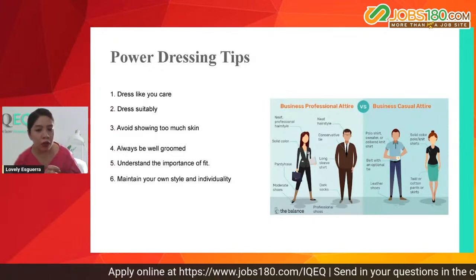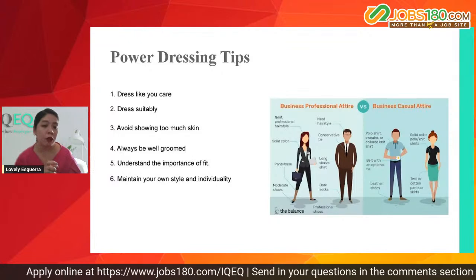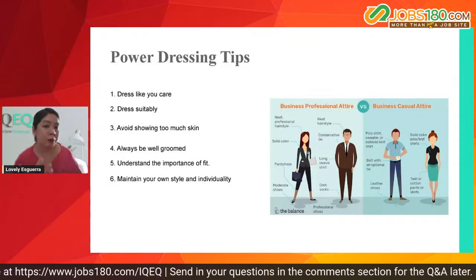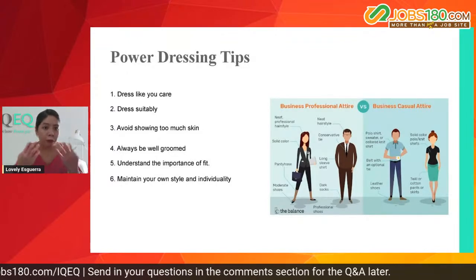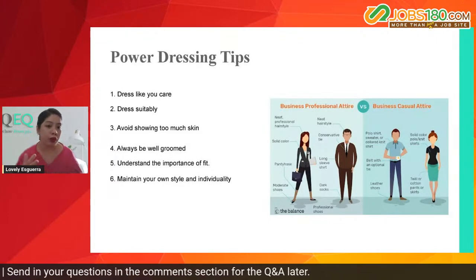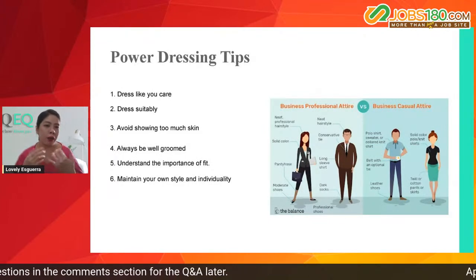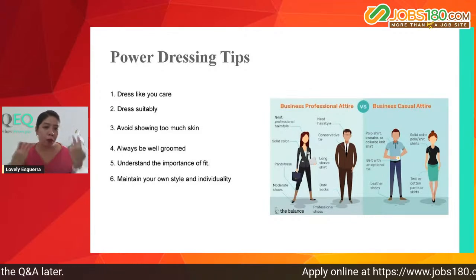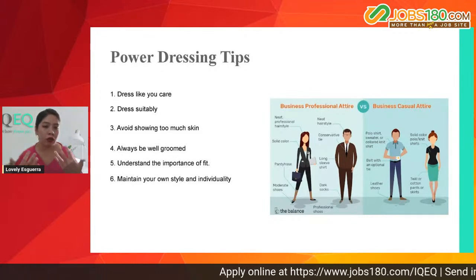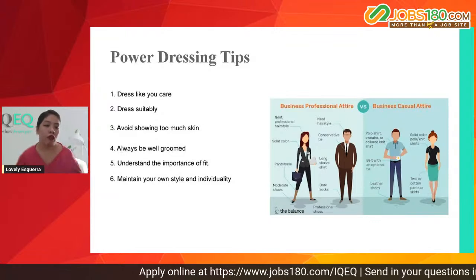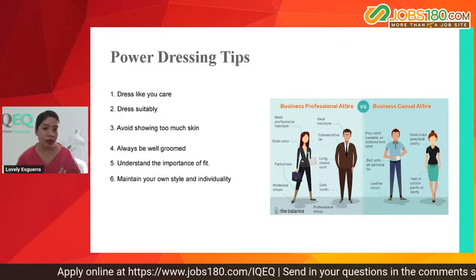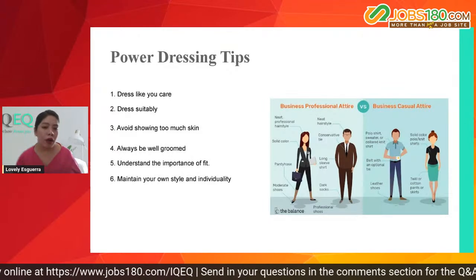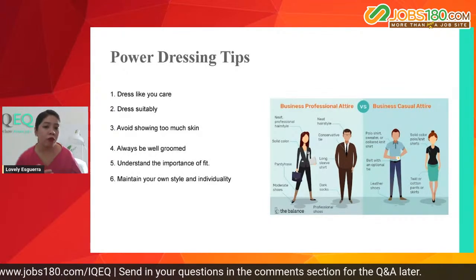Number three is avoid showing too much skin, especially in an interview. Because remember, you're not applying as a model. If you're applying in the corporate world, you have to make sure that your outfit doesn't have a plunging neckline, that it's really not showing too much skin. So if you're wearing a spaghetti strap or a tube top, make sure you have a blazer to cover that skin. Alright?